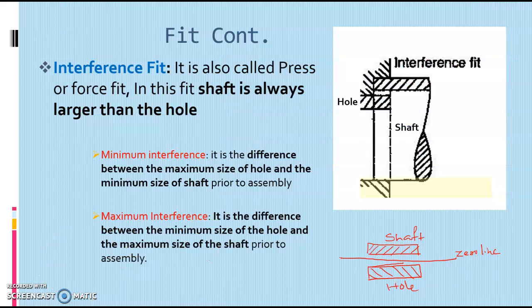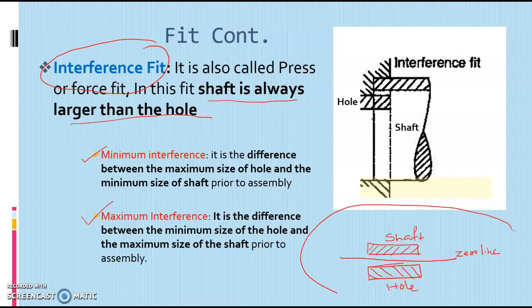The second type of fit is an interference fit. In this fit, the shaft is always larger than the hole, and it also has a minimum interference and maximum interference, and it can be represented graphically like this. Similarly as in the clearance fit, the minimum interference and maximum interference are defined with the help of a problem in the next slide.